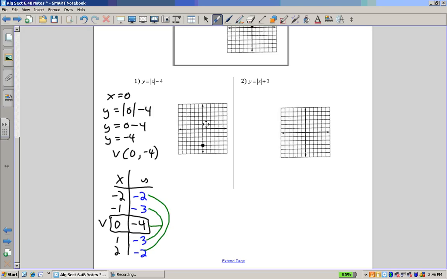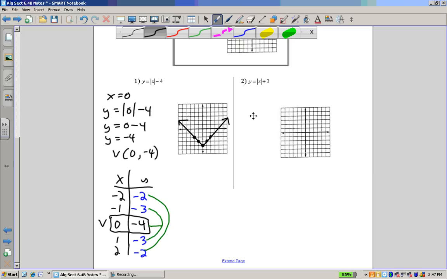Negative 2, negative 2. Negative 1, negative 3. 1, negative 3. And 2, negative 2. And go ahead and use your straight edge, and it will continue from there. Same pattern. There we go, we've graphed one.